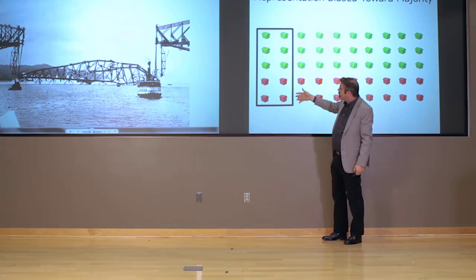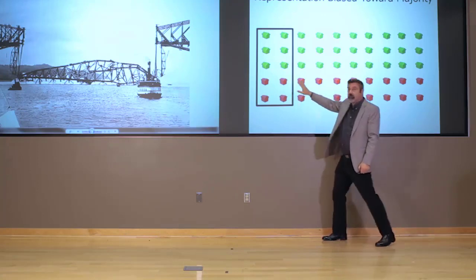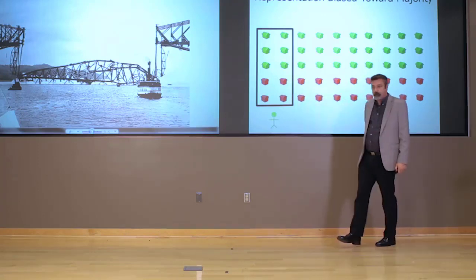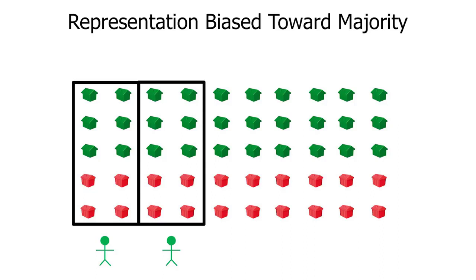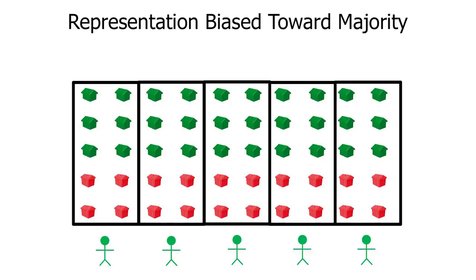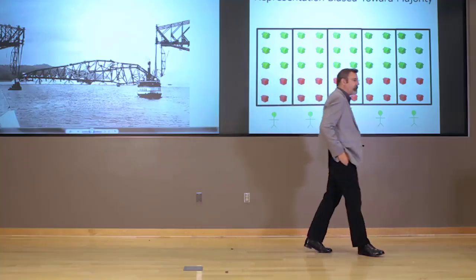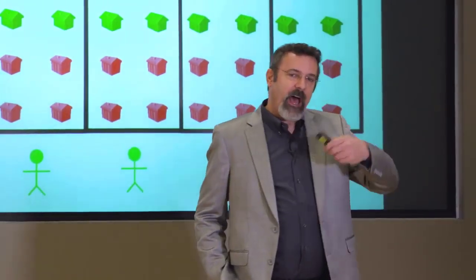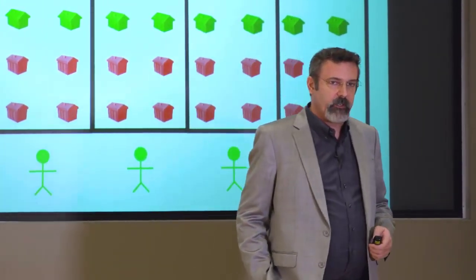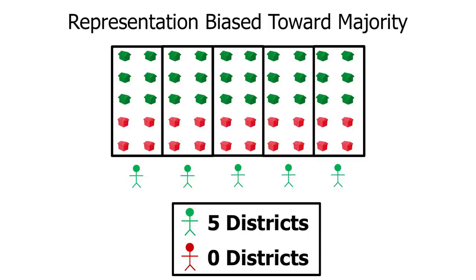This district is mostly green. So if we ask this district, they will say, give us a green representative. And if I put these 10 households in a district, they will also elect a green representative, as will those 10 households, those 10, and those 10. And notice what's happened now. By altering how we define the congressional districts, we have completely silenced the minority. The red households now have no representation in Congress at all.